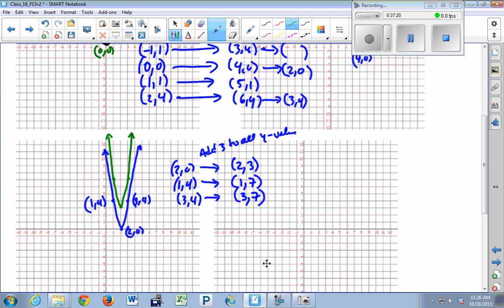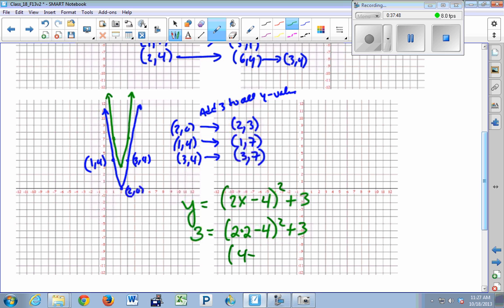And you say, how do I know if I'm right? Check. Here's your function: 2x minus 4, squared, plus 3, right? So pick one of your points on your final graph and check it. One of our final points here is 2, 3. So y is 3 when x is 2. Well, let's see if that works. 2 times 2 is 4. 4 take away 4 gets squared, and then 3 is added to it. That's 0 plus 3. That equals 3. You're a happy camper.